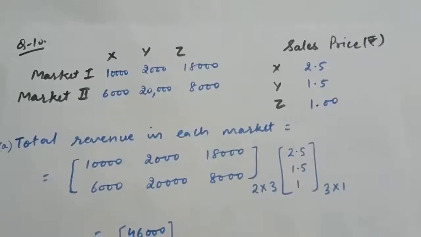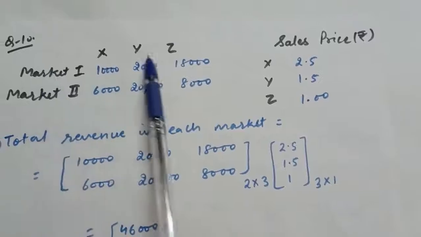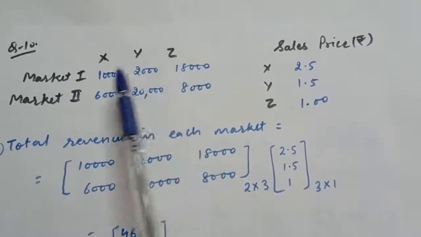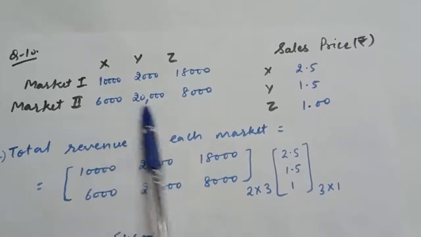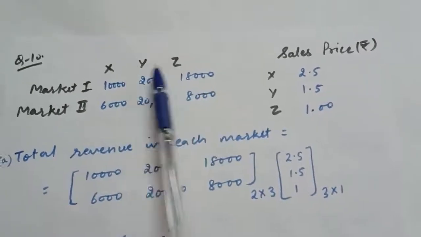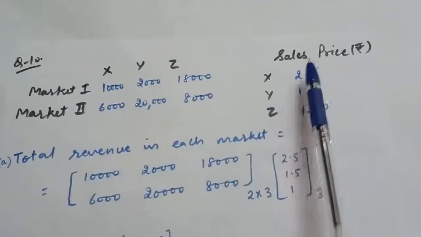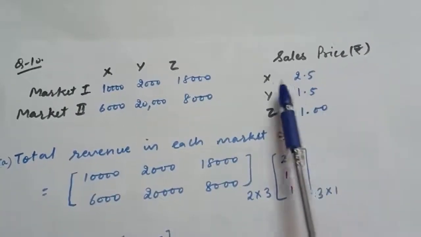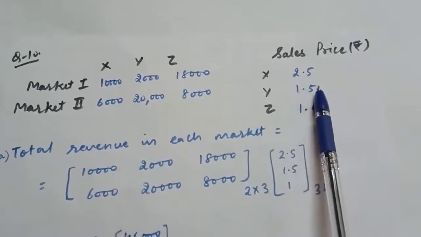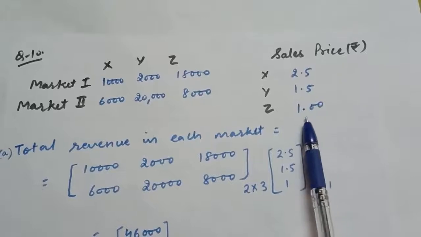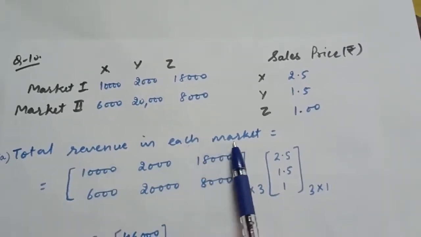Now in question number 10 it is given that a manufacturer produces 3 products x, y and z and sells these products in 2 markets, market 1 and market 2. These are the annual sales given of the 3 products in these 2 markets. These are the sales price in rupees per unit of the product XYZ, which is rupees 2.5, rupees 1.5 and rupees 1. Now first question is to find out the total revenue in each market.